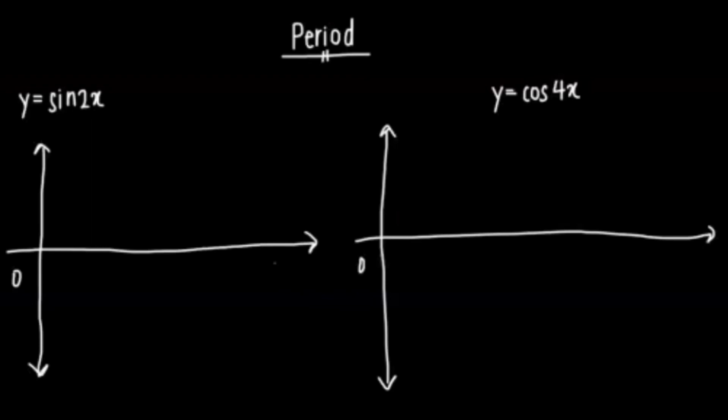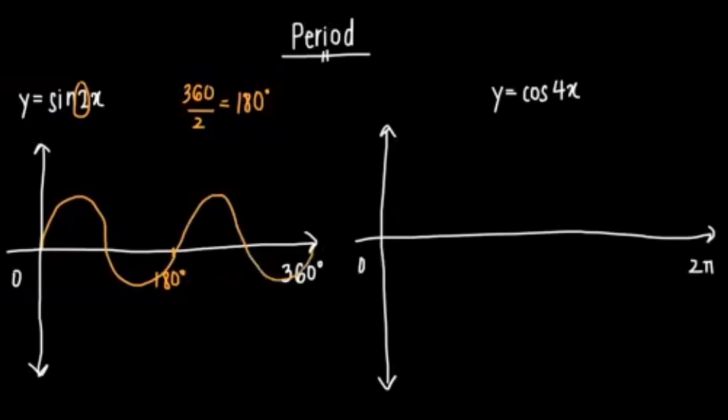So now let's talk about the period. So we have y equals sine 2x and y equals cosine 4x. So I'm going to make this graph in degree and this one in radian. So to calculate our period, you would have to do 360 over 2, which is 180. So our first cycle ends at 180. So when you draw it, it will look like that. As you can see, there's 2 cycles.